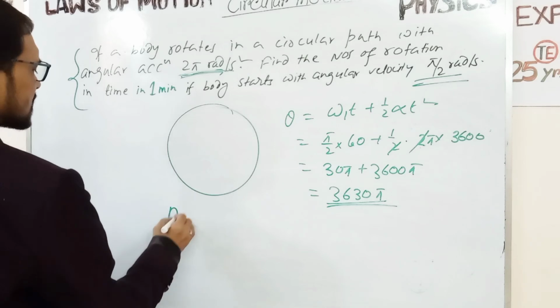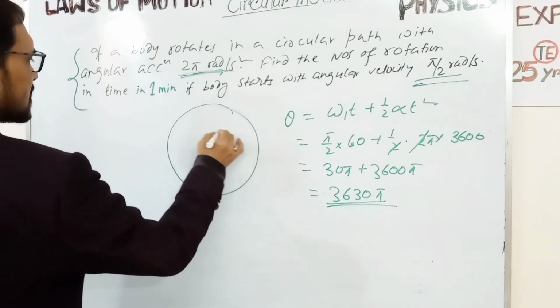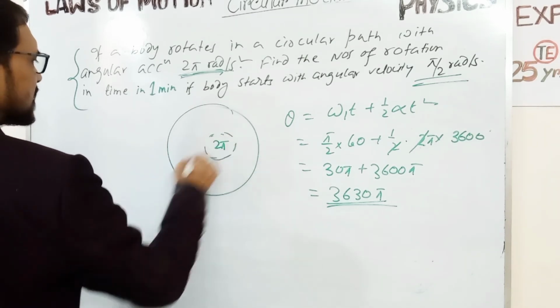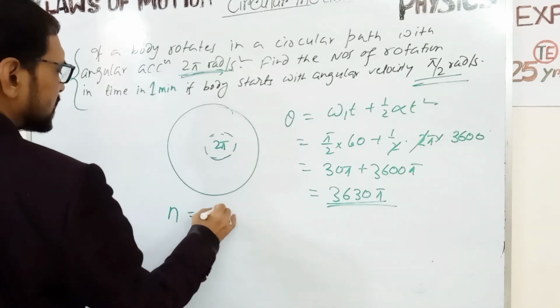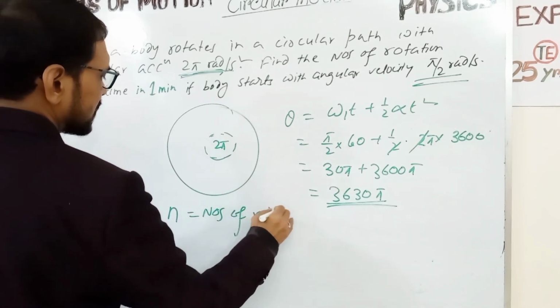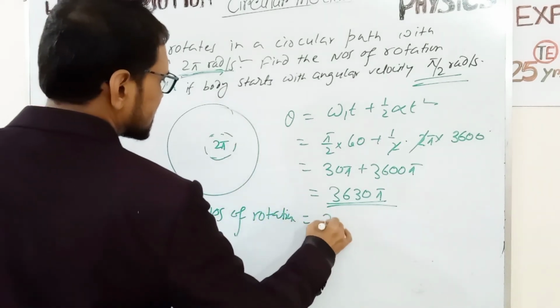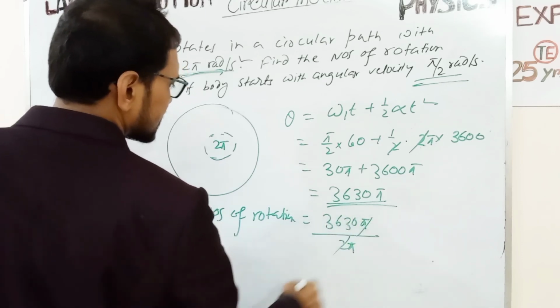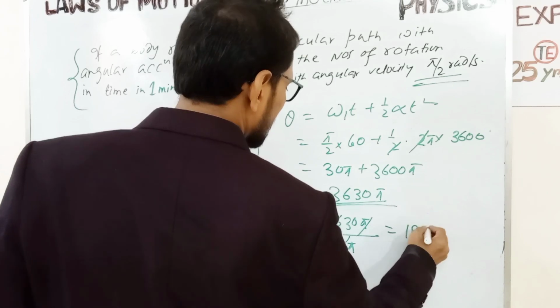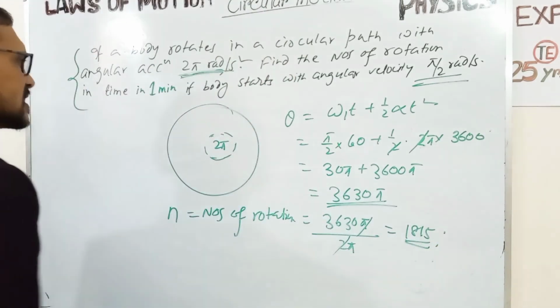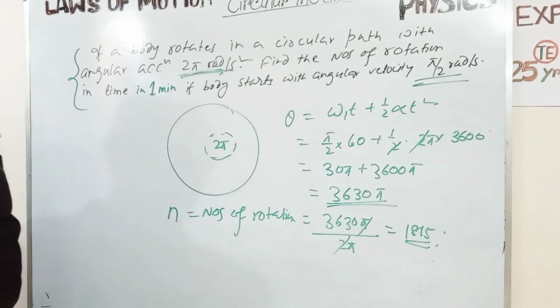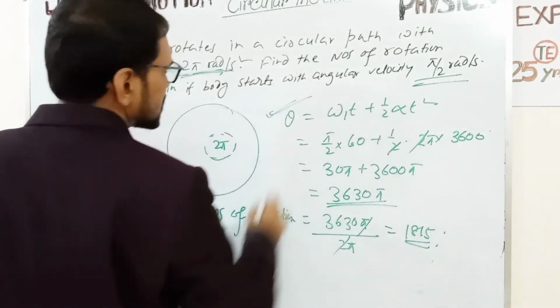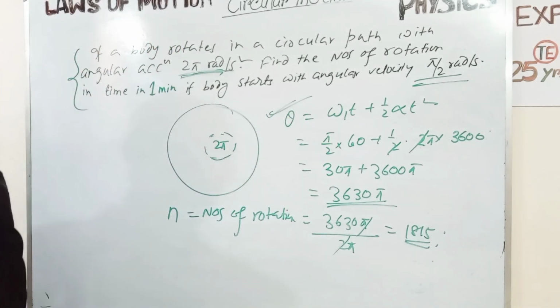Now for the number of rotations, we know in one rotation the angular displacement is 2 pi. So the number of rotations will be 3630 pi divided by 2 pi. So simple, you can use this type of equation for solving problems.